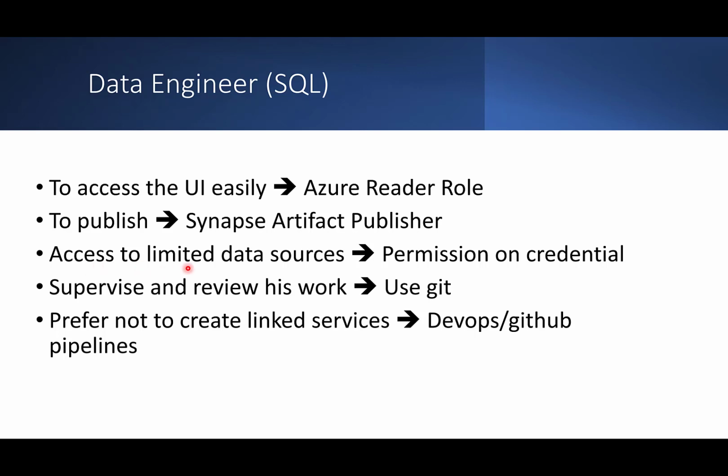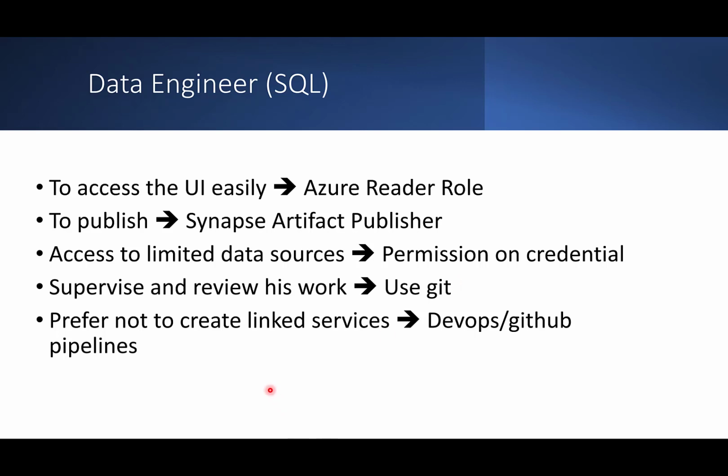For the requirement to access limited data sources, we will play with the credentials. In this case, for the first time, we'll have permission not on the whole workspace, but on a specific credential, and we will use user managed identities. To supervise and review his work, we need source control. First we'll try it on a live workspace, and then we'll move to the source control linked workspace, and we'll see how Git can help us with this, where Danielle can review Omar's commits.